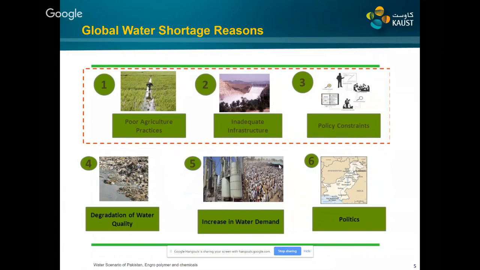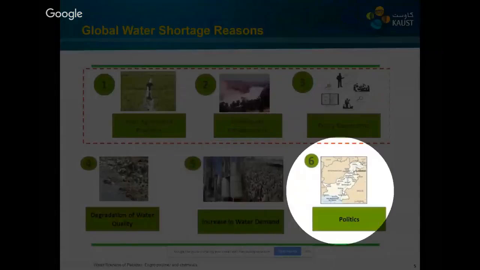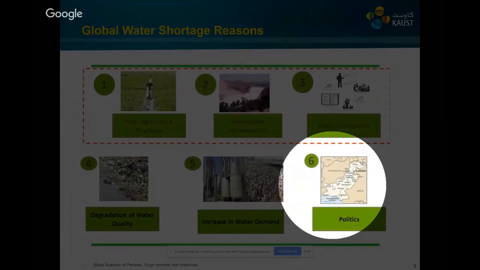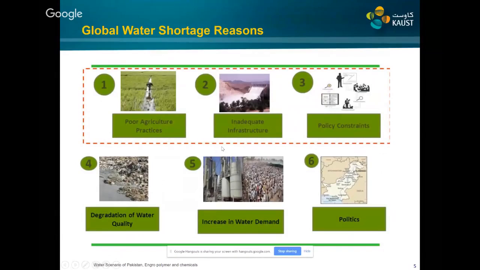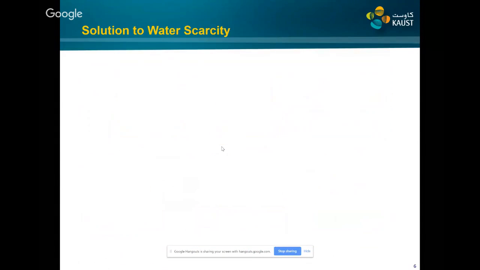And there can be policy constraints, degradation of water quality, and an increase in water demand because of the GDP growth rate. But over here we will not discuss the policies, we will discuss the other problems. Those are the major reasons for the water shortfall.